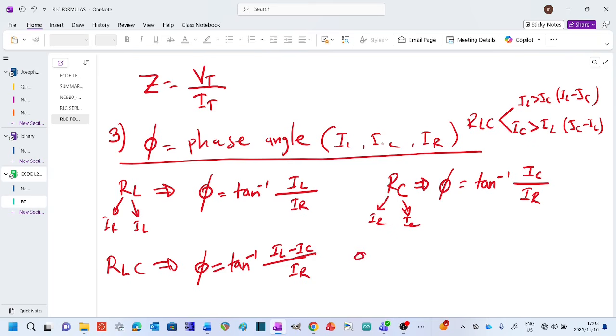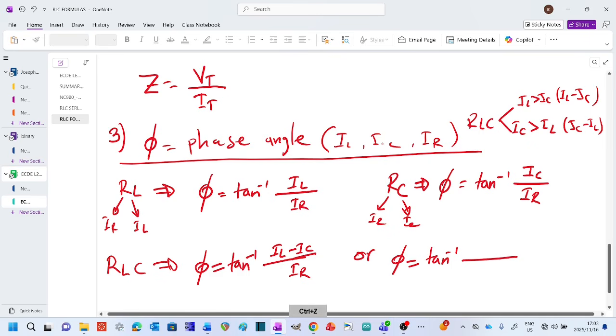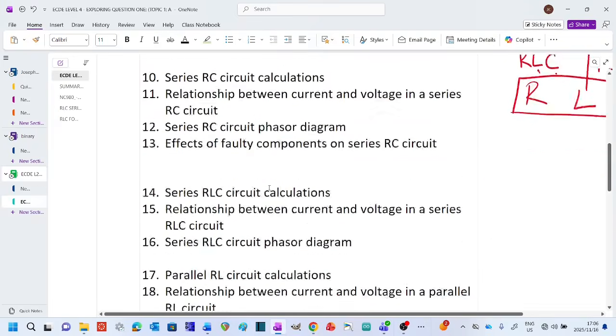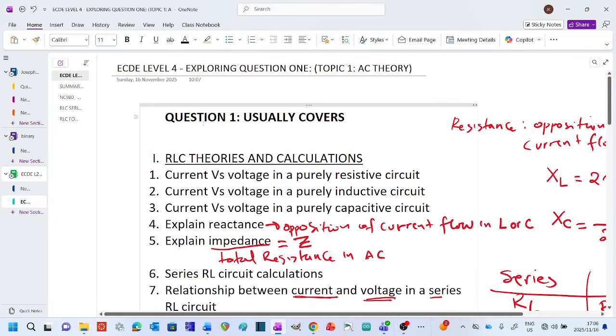So if you are dealing with the case where your IC is bigger than your IL, your angle is going to be tan to the power negative 1 multiplied by (IC minus IL) over IR. So that's it. And they might also ask you, number 4, to draw the phasor diagram, but we discussed the phasor diagram. Okay, so point 1, the RLC circuit, was too long.